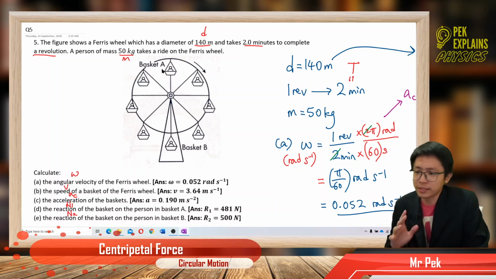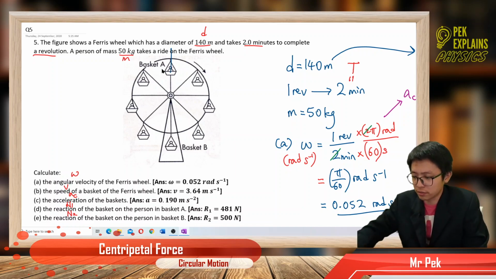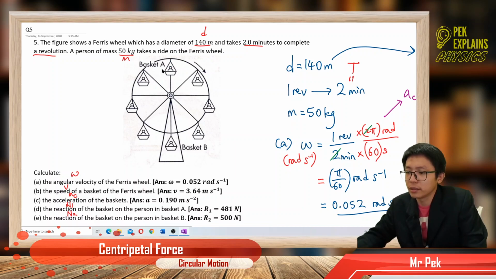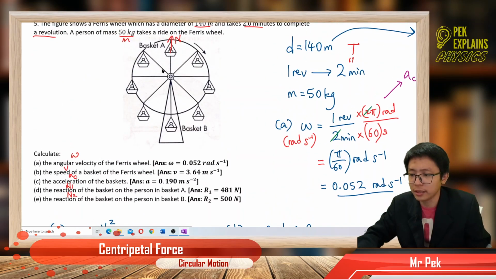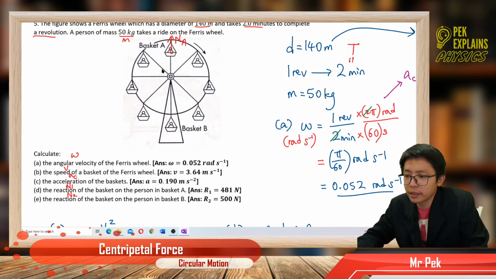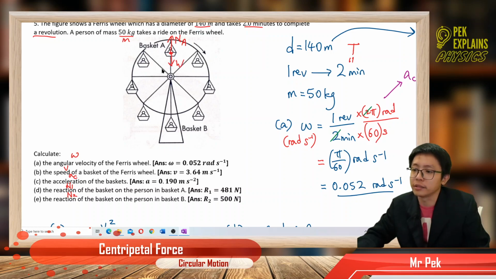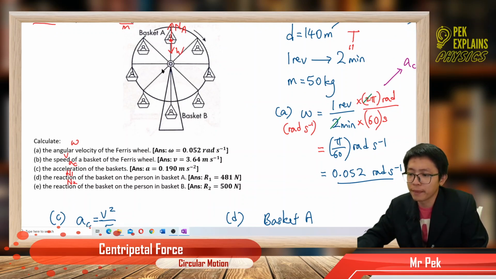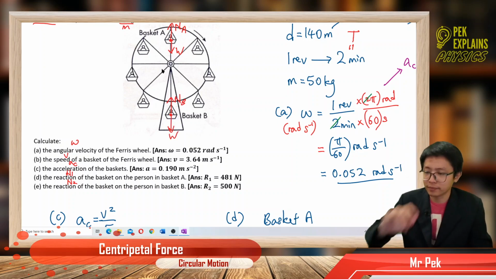For basket A, the person sitting in the basket certainly has the normal force. It has the normal force going up, so put it as normal A, or just N1. And it has the weight downward. For basket B also, the person is sitting in the basket, so it has normal force going upward and the weight downward. That's it.